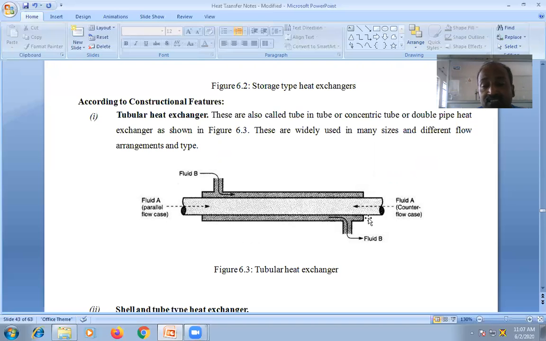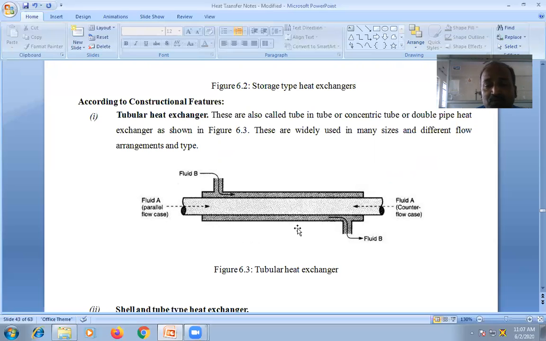In the second case, fluid A will go in the opposite direction. This is the counter flow case. So it is a tubular heat exchanger, meaning one tube is inside the other tube. Usually the hot fluid is in the central pipe and the cold fluid is in the surrounding.